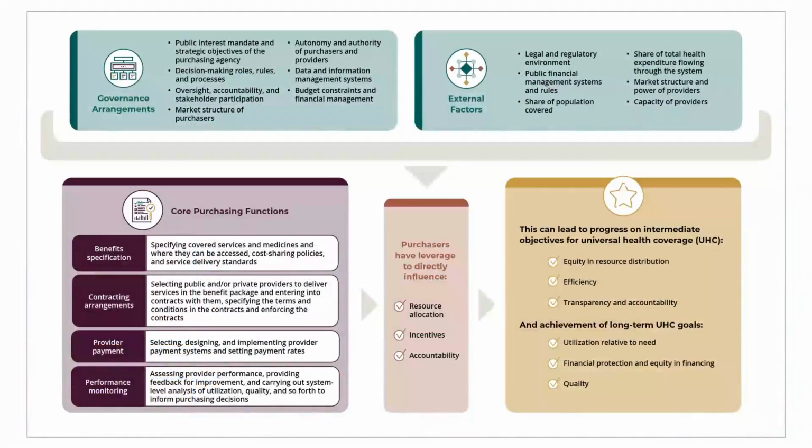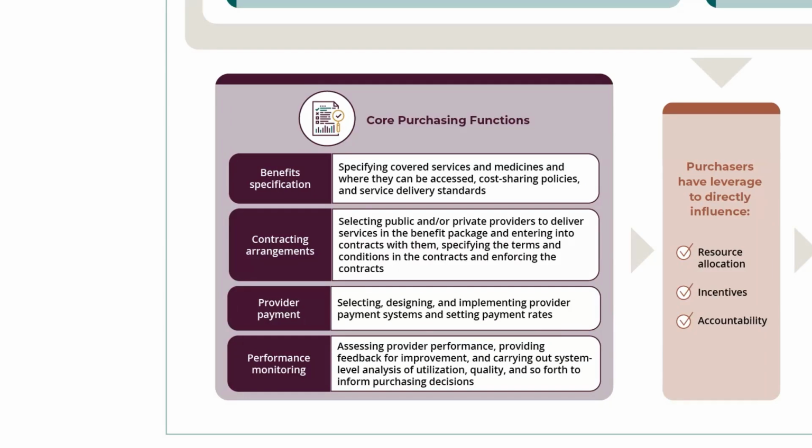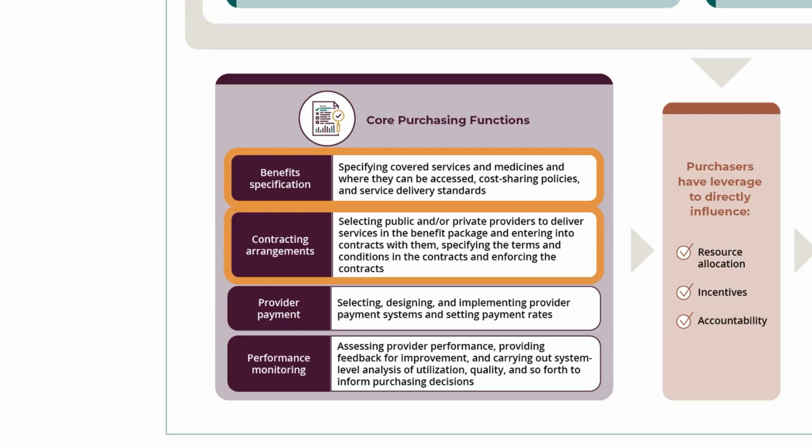The third worksheet is about the 4 purchasing functions. The first function is benefits specification, which services and medicines are covered by each scheme. Are there quality standards, co-payments? Then contracting arrangements. How are providers and health facilities selected and contracted? Followed by provider payment. How are those providers and facilities being paid? Are there multiple payment systems?